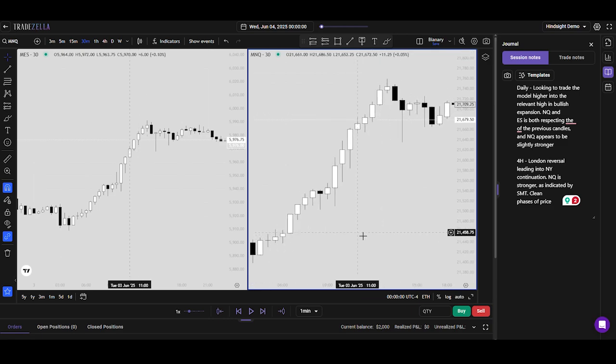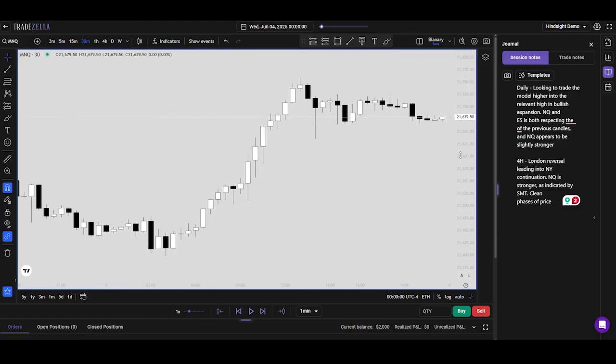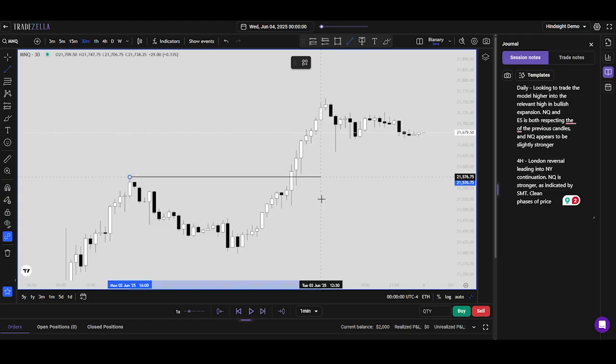Okay, so the setup actually appears on both. And since it appears on both, I don't need an SMT to enter. And since I do not need an SMT, I'm going to full screen NQ and just focus on NQ. We have a relevant high here.